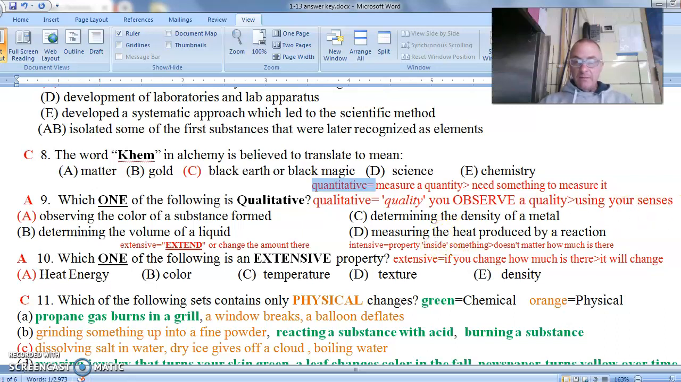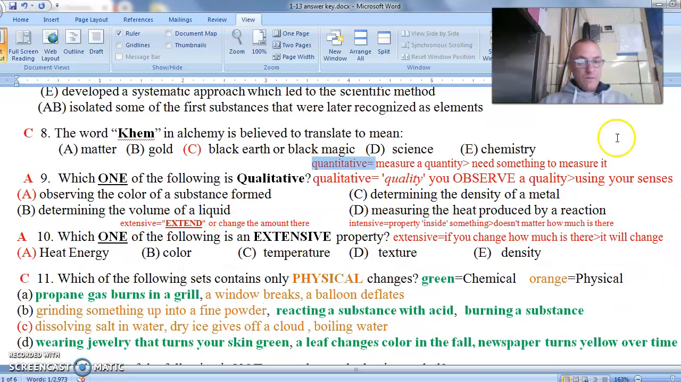Number 10. Which one of the following, or we just did number 10. How about we just did number 9, quantitative. Number 10. Which of the following is an extensive property?